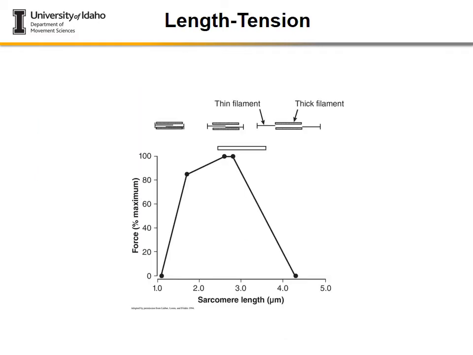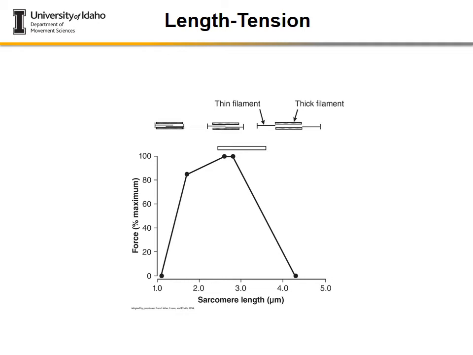Next component is length tension, and now we're going to talk about shortening or lengthening the sarcomere and what happens with the tension created. The force on the y-axis is a percent of maximum, and the maximum is generally found during an isometric, because we talked previously about the greatest force production occurring during an isometric.